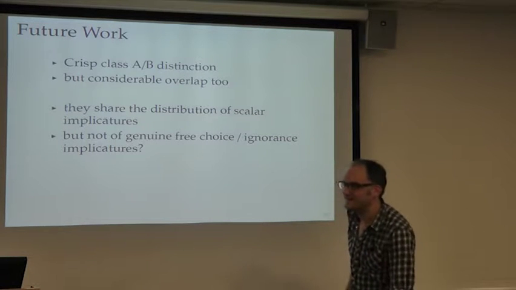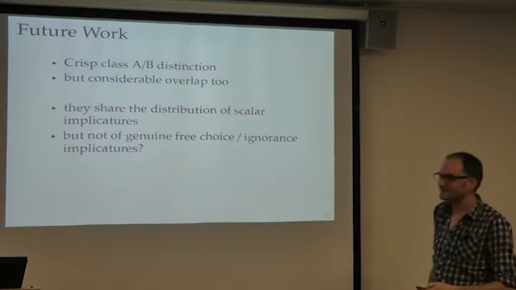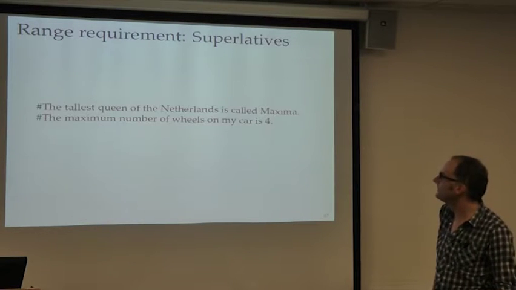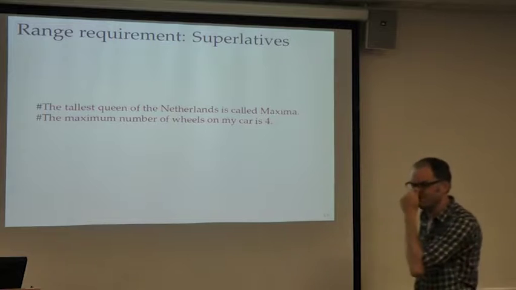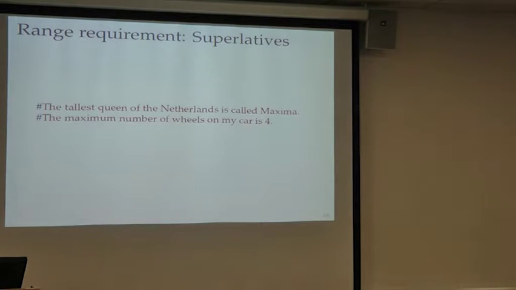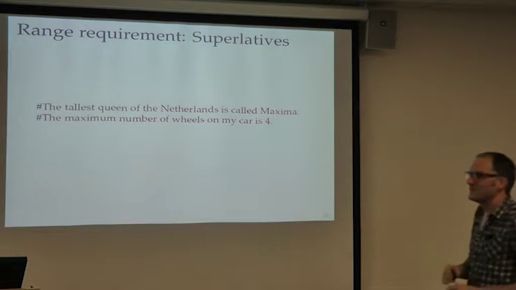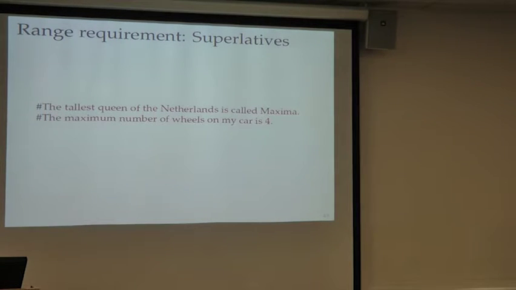So you showed us that the superlative requires a range with the Dutch coin example. But the comparative counterpart of the sentence is as weird as this. But you want to say that comparative doesn't require a range. Is that correct? So in what sense does comparative not require a range?